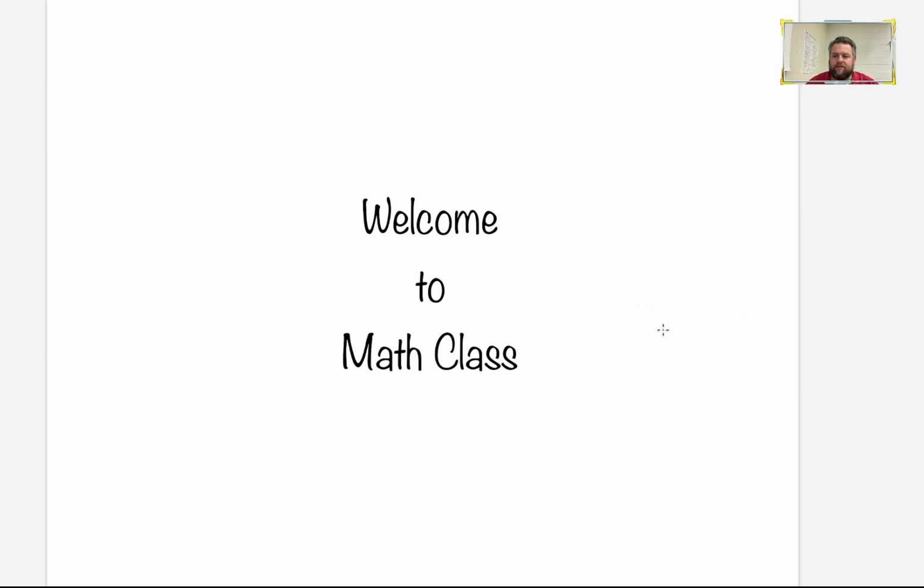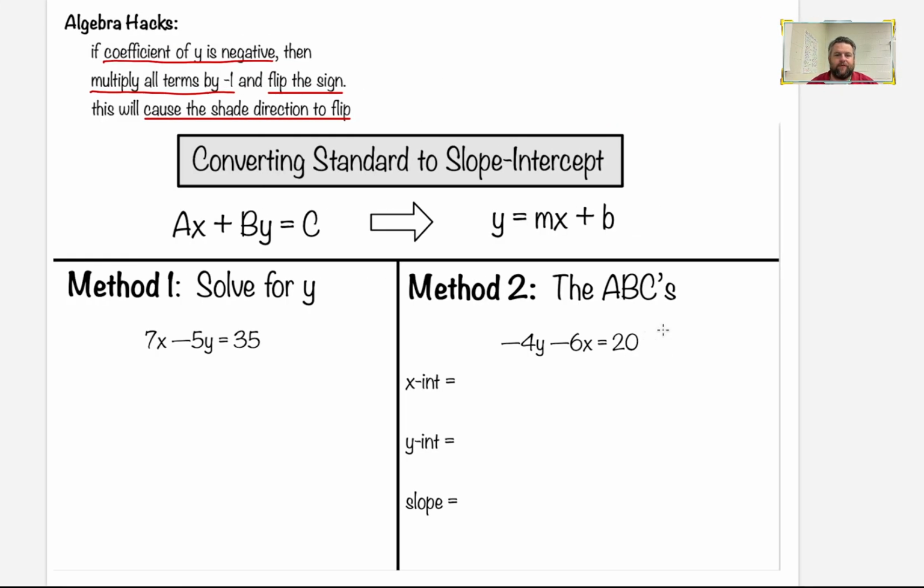Welcome to math class, where today we are learning to convert standard form to slope-intercept form. Standard form is ax plus by equals c. We're converting it to y equals mx plus b. So we're going to have two methods in order to complete that task. The first method is just simply solve for y. The second method would be using the ABCs of your standard form equation to find the intercepts and the slope.